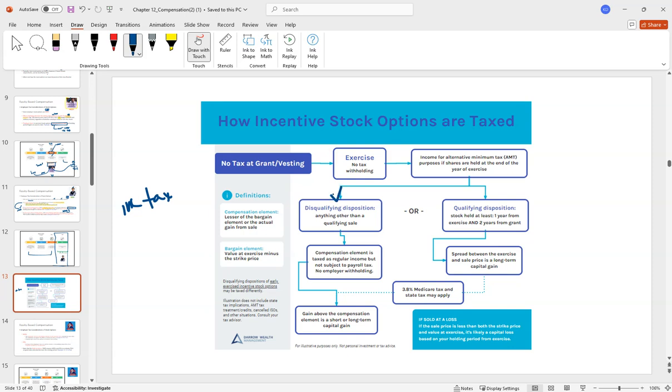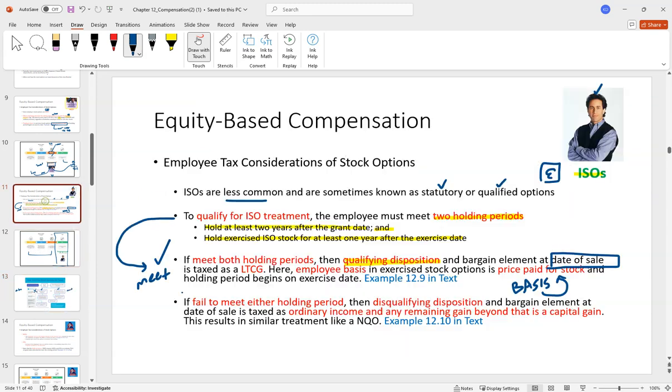You can look at the 2 setups here, right? If you meet the holding period, or you fail it, right? If you fail it, then it's a disqualifying disposition. And essentially, it's going to be similar treatment to the non-qualified options.